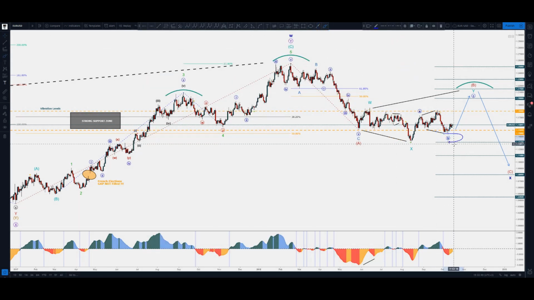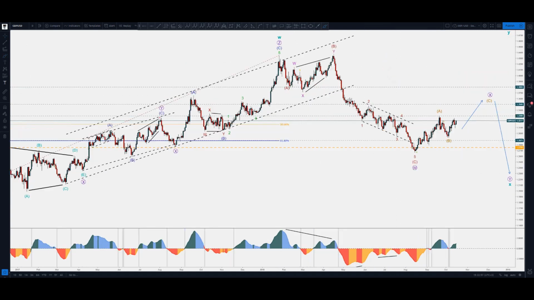In this minute B blue, right? So what I'm possibly seeing right now is the possibility for the euro to actually start a rally similar to this one, right? So we'll zoom in and we'll actually see now.